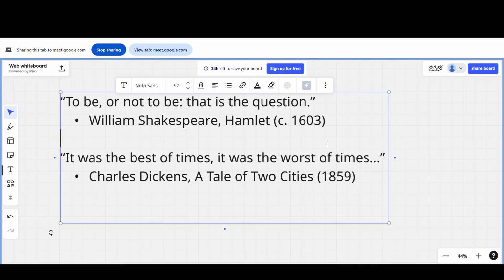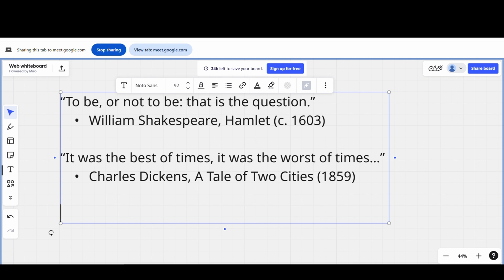To be or not to be, that is William Shakespeare, Hamlet. You can always keep in your mind, when was Hamlet published? 1600. Something like that. You don't need to be exactly accurate. 1600, just keep that in your mind. It was the best of times, it was the worst of times. Who wrote this? Charles Dickens, A Tale of Two Cities, 1859.